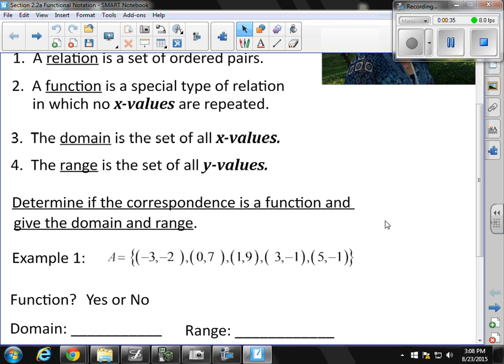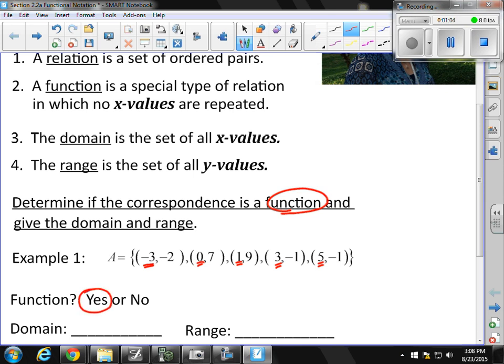In example number 1, we're going to determine if the correspondence is a function and give the domain and range. So when I look at this, to determine if it is a function, the first thing I have to do is look at all of my x values. Are my x values unique? I cannot have a repeated x value if it is a function, and those all look unique to me. So I'm going to say yes, that is a function.